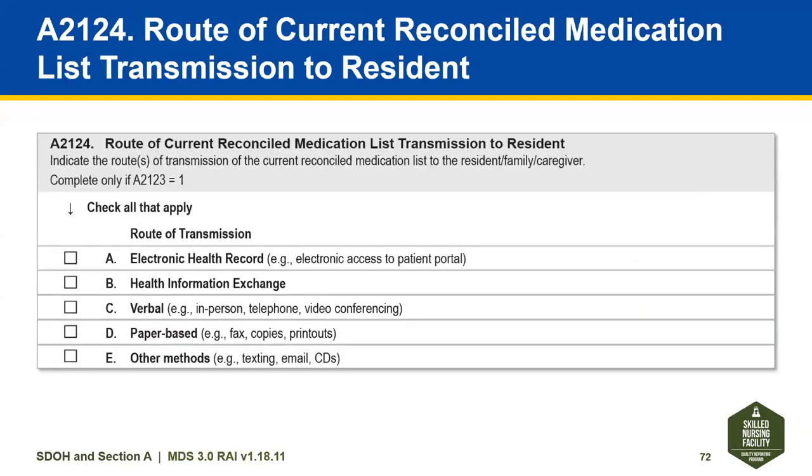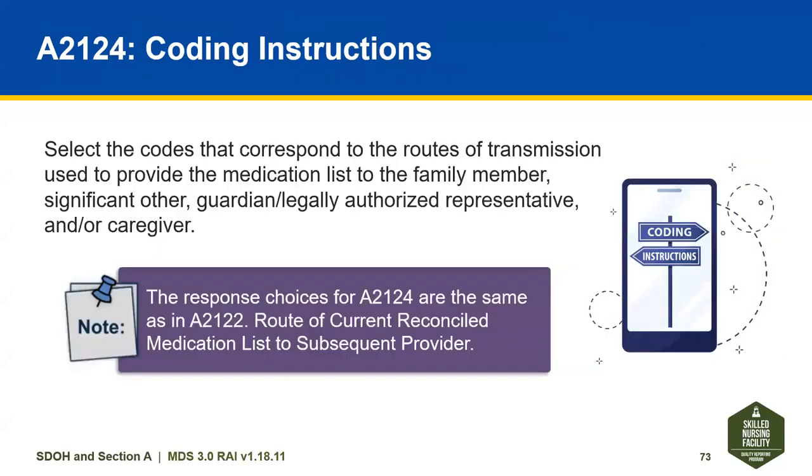And here we have a snapshot of A2124. And note, again, this is only completed if the transmission, or in this case, A2123, is coded 1, yes. And here are the coding instructions for A2124. You're going to select the codes that correspond to the routes of transmission used to provide the medication list to the family member, significant other, guardian, legally authorized representative, and or caregiver. And note that the response choices for the route of transmission in this data element are the same as those listed in A2122.